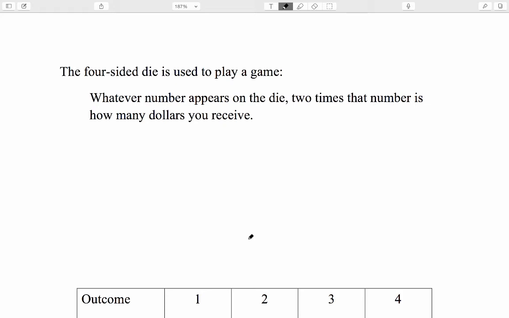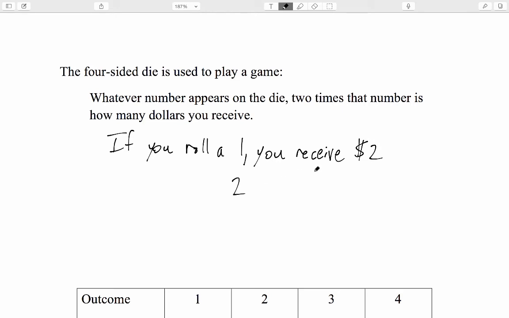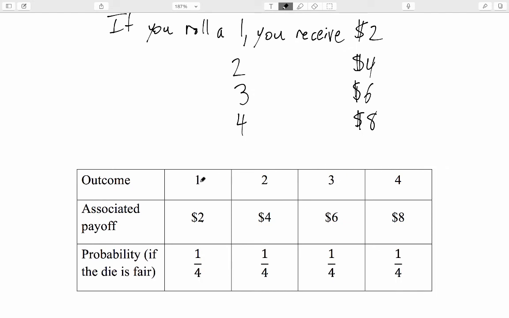Suppose you were using the 4-sided die to play a game, and for now we will continue to assume that this die is fair. In this game, whatever number appears on the die, 2 times that number is how many dollars you receive. So if you roll a 1, you receive $2. If you roll a 2, you receive $4. If you roll a 3, you receive $6, and if you roll a 4, you receive $8. This means that now, for each outcome, there is an associated payoff. That is, for each outcome, there is an associated dollar amount.